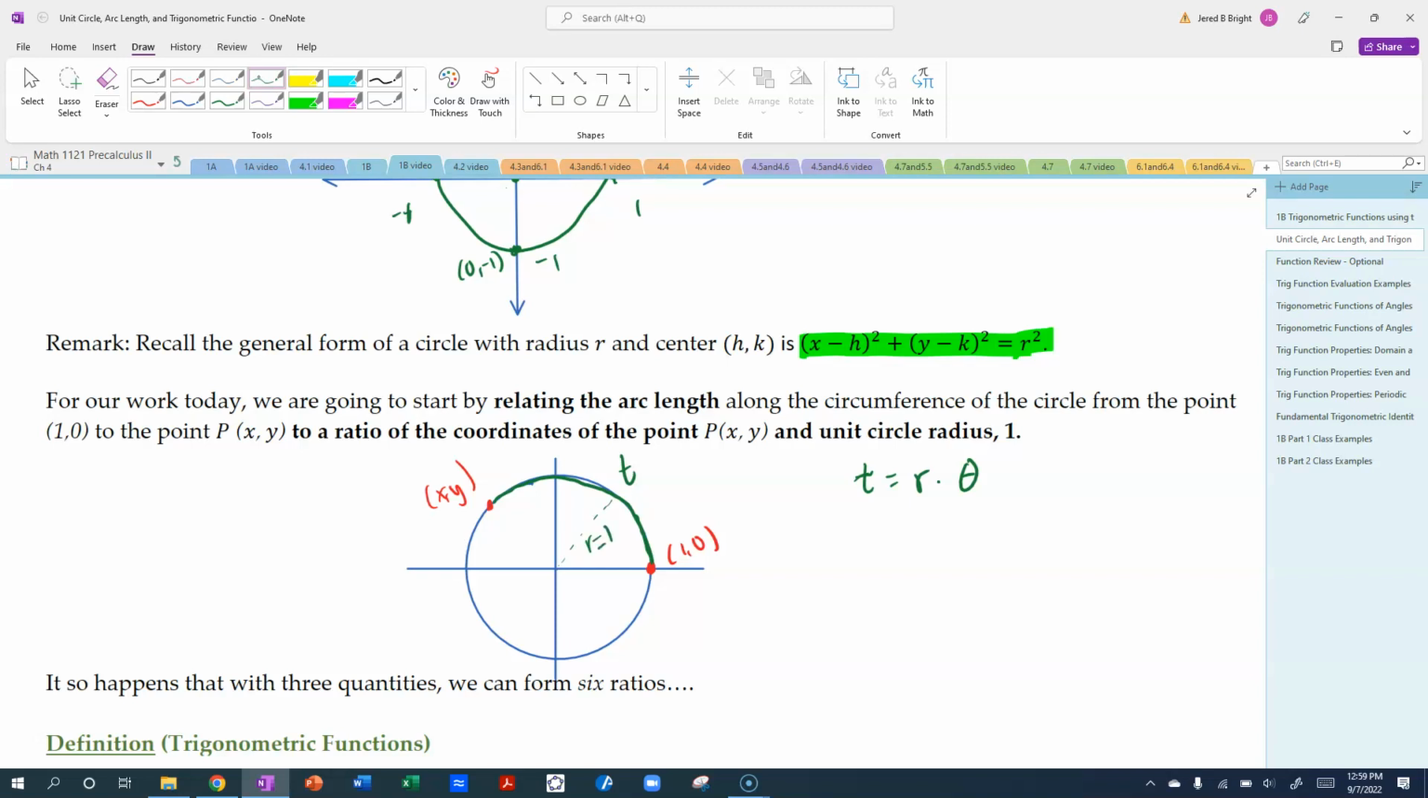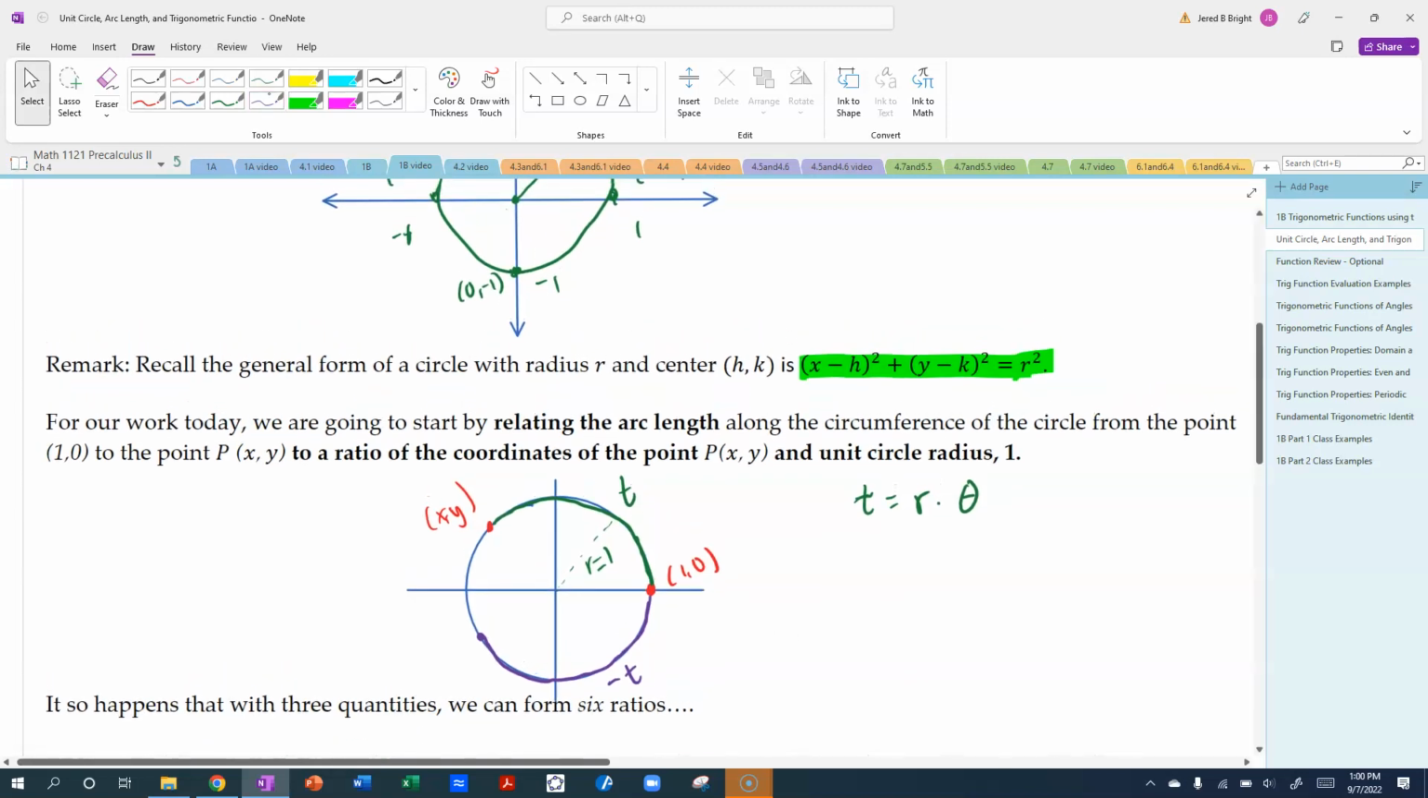Also, one quick comment, if we're looking at t and we assume t is positive, then that's going in a counterclockwise fashion. If we're looking at negative t, or if our arc length ends up being negative, that would just be the same arc length measured in a clockwise fashion. Okay, just a point to remember.